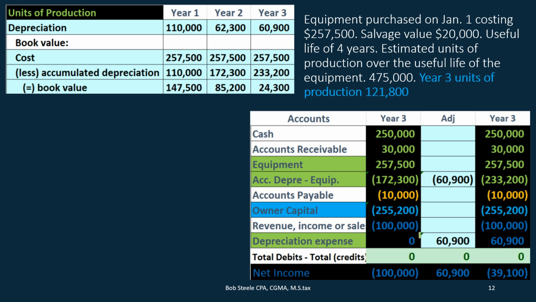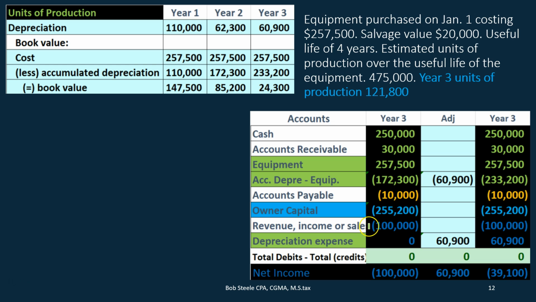24,300. If we look at the journal entry then, remember where we're starting, we're in the adjusting process at this point before recording this adjusting entry of depreciation expense. So at the beginning of year 3, before this adjusting entry, we have the equipment on the books at 257.5, same thing, and we have the accumulated depreciation at 172.3. That's where we left off at the end of year 2. We can see that the depreciation expense is 0. Why is it 0? Because the amount that we put in there last year has now closed out to the capital account.